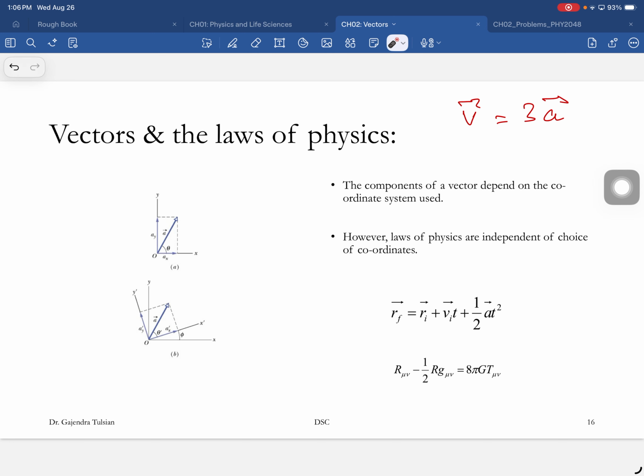Now we'll do another test. So the next test we do is the following. This is a vector. Is this a vector? Yes, that's a vector too. But is this equation correct? Well, the dimensions of this is velocity. The dimensions of this are length over time. This is acceleration, length over time squared. So the dimensions are not right. So this is not a good equation.